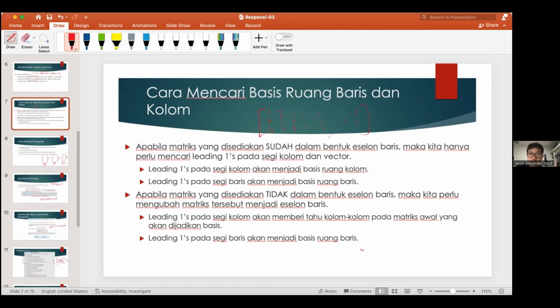Let's say we have this matrix and so on. So this is where the leading ones are. Let's say this is A, B, and this is where the leading ones are. Let's call it row C and row D. Therefore, A and B is your column space, and C and D are your row space.